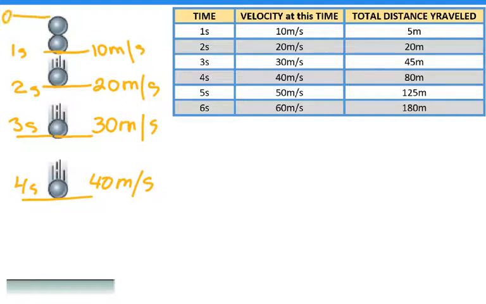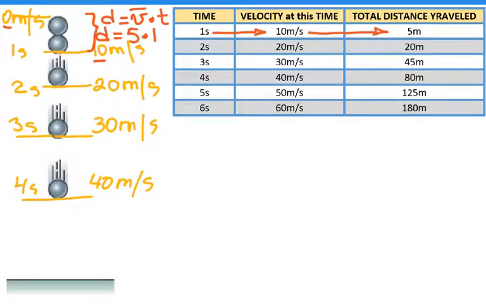So if this was 0 meters per second, what distance did the object travel over the first second? The distance formula is average velocity times the time. In this case, you have 0 meters per second, and then in 1 second you have 10 meters per second. So the average is 5, and it took 1 second. So the distance traveled is 5 meters. So I see in 1 second the velocity is 10 meters per second, and the distance traveled is 5 meters.